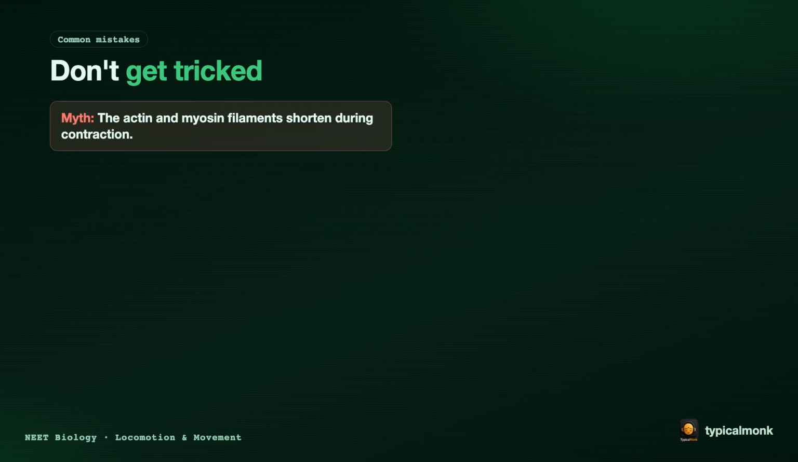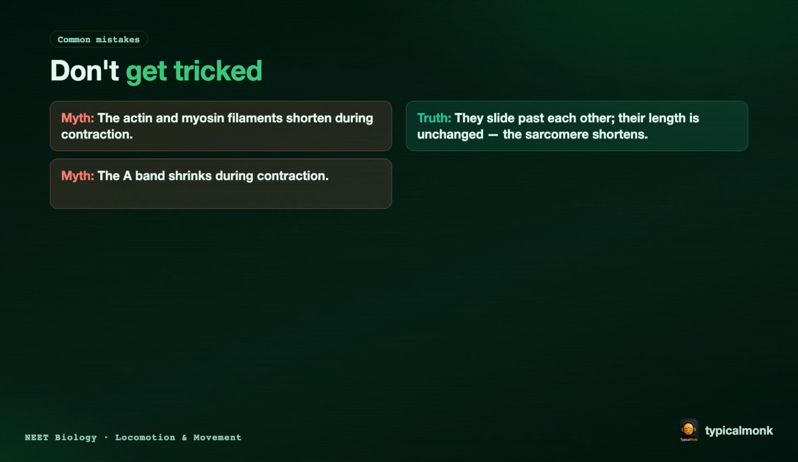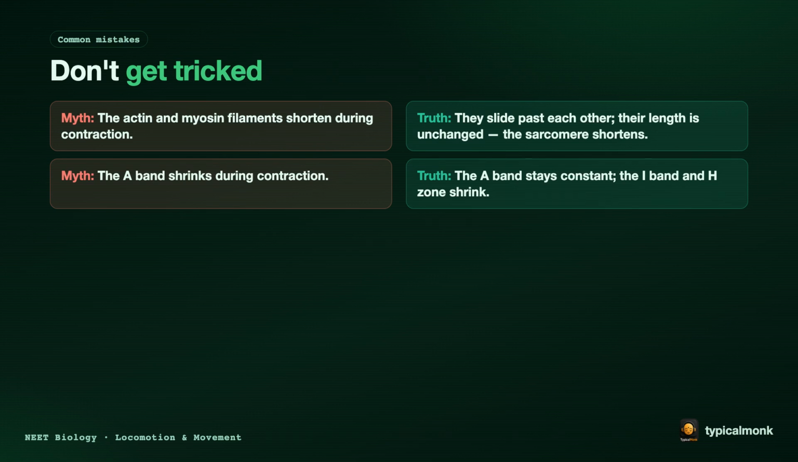Now let's clear up the mistakes students fall into. Misconception. During contraction, the actin and myosin filaments themselves become shorter. Truth. They slide over each other. Their length does not change. The sarcomere shortens. Misconception. During contraction, the A band shrinks. Truth. The A band stays the same. It is the I band and H zone that shorten.